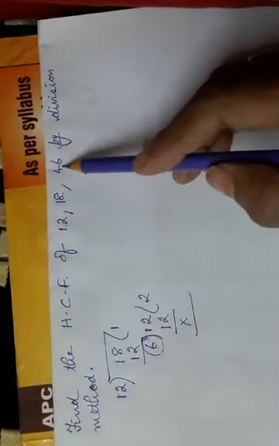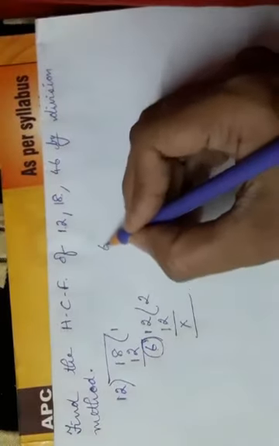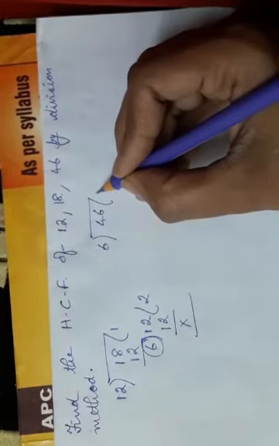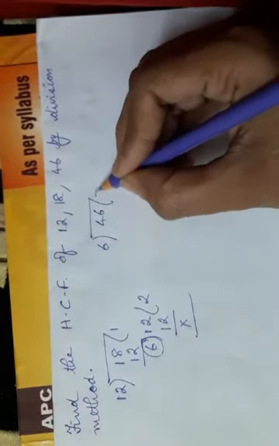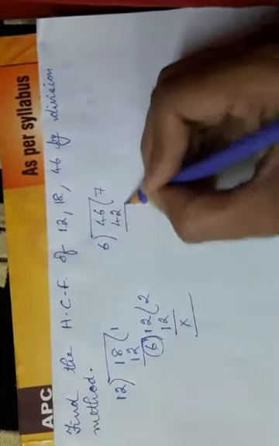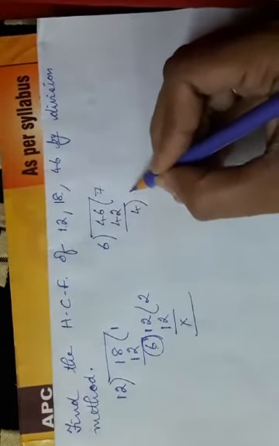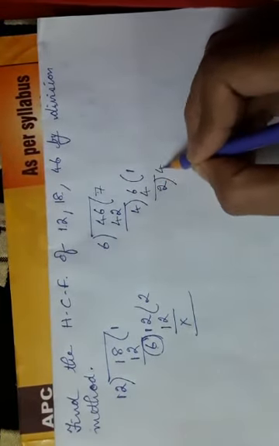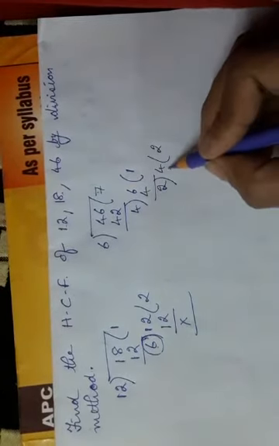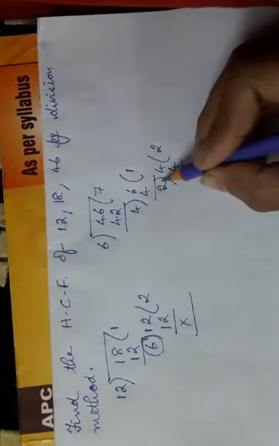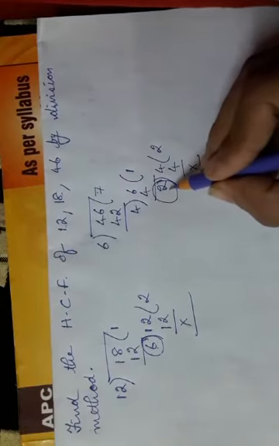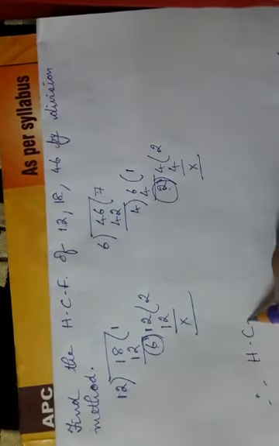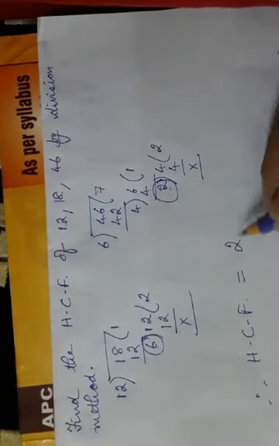But we have one more number. So that is 46. We have to divide here. 6 eights will become bigger. So 6 sevens are 42. 4. 4 ones are 4. 2. 2 twos are 4. So our answer is 2. This we will consider as the HCF. Therefore, HCF is equal to 2.